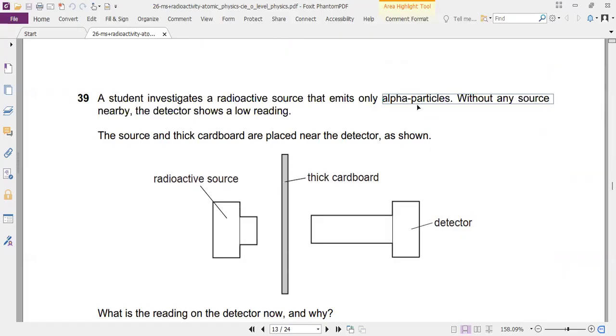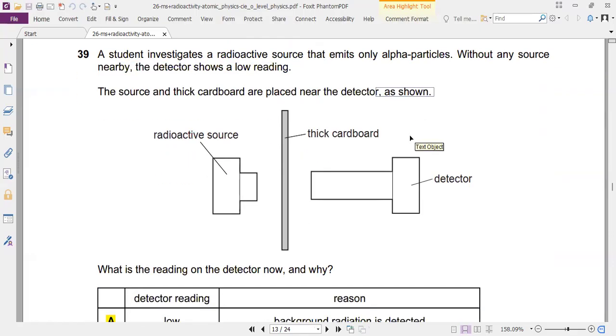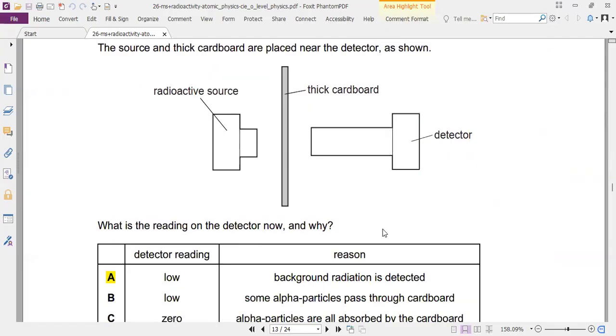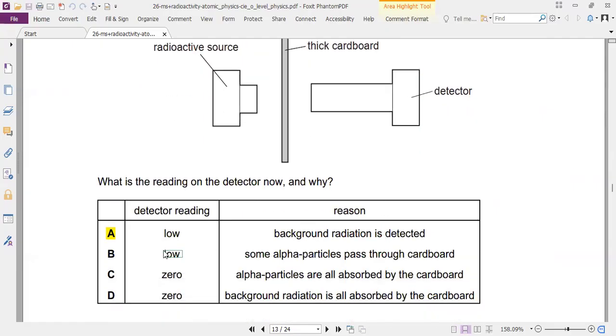The source emits only alpha particles. Without any source, the detector shows a low reading. Thick cardboard is placed. What is the reading on the detector now and why? It should still show a low reading because of the background radiation, because the cardboard means alpha particles are blocked.